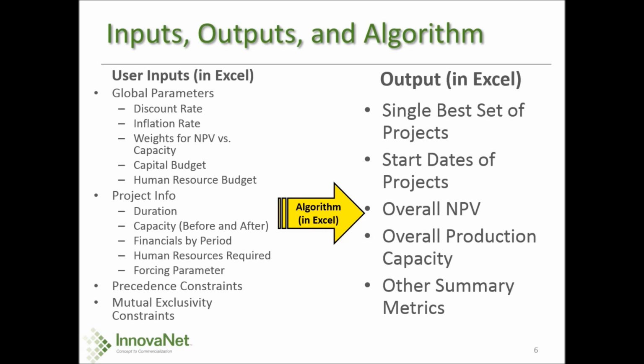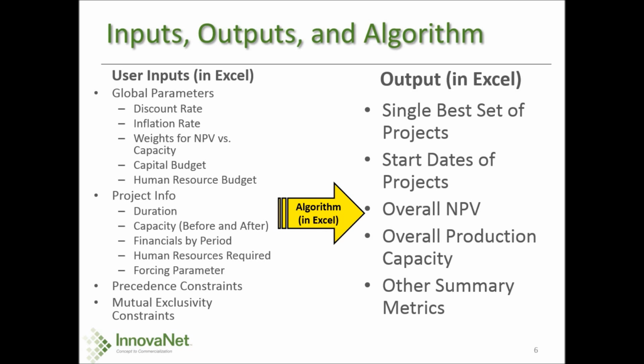The user also has to specify the precedence and mutual exclusivity constraints. Then, to run the algorithm, the user merely initializes the start dates and clicks Run, and the algorithm varies the start dates for all the projects in a systematic way until it finds the best solution that respects all the constraints. After the algorithm has finished running, the output is simple. The model tells you which projects to execute and when to start each one.